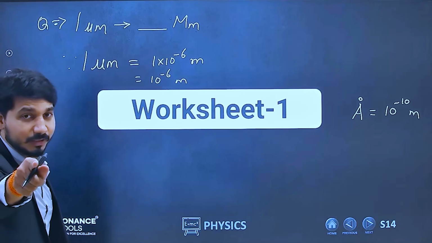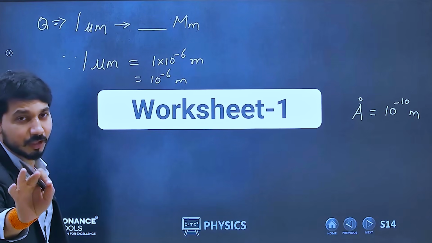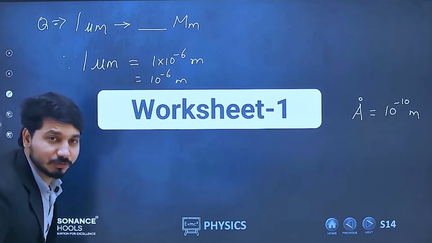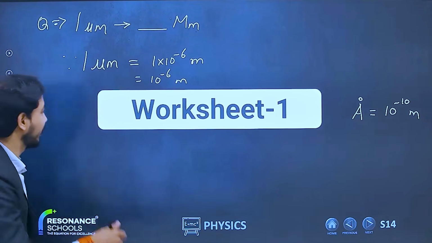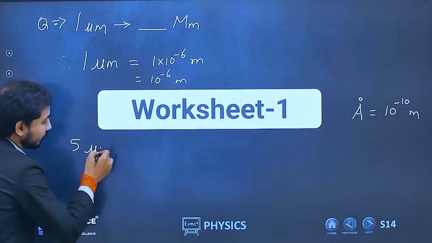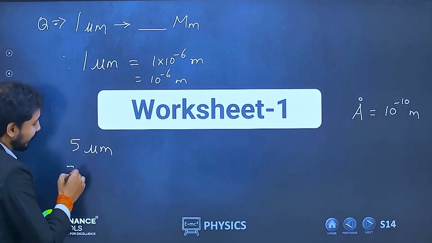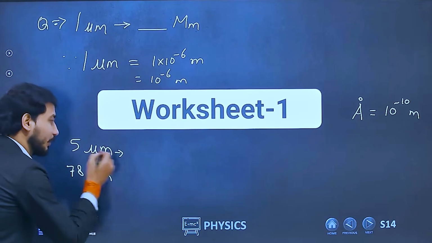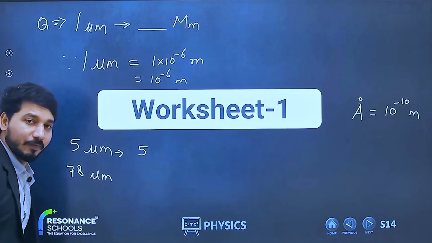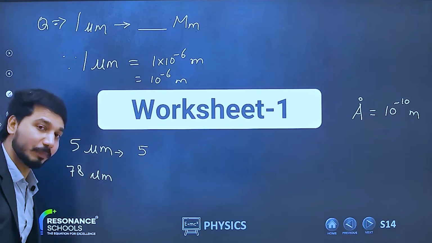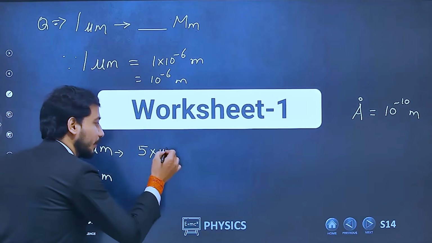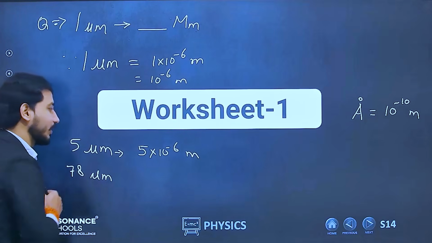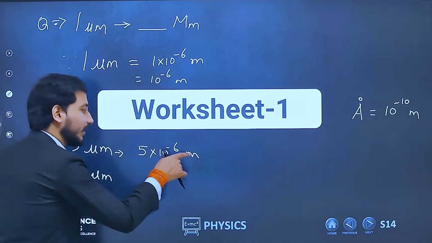See the process. Try to understand the process of solving numericals. Here it is written 1 micrometer. In place of 1 micrometer, if it had been written 5 micrometer, or 78 micrometer, what do we have to do? Just write the number, magnitude 5, and we know micro means 10 to the power minus 6. So multiply by 10 to the power minus 6, and this is meter. So 5 micrometer is equal to 5 into 10 to the power minus 6 meter.